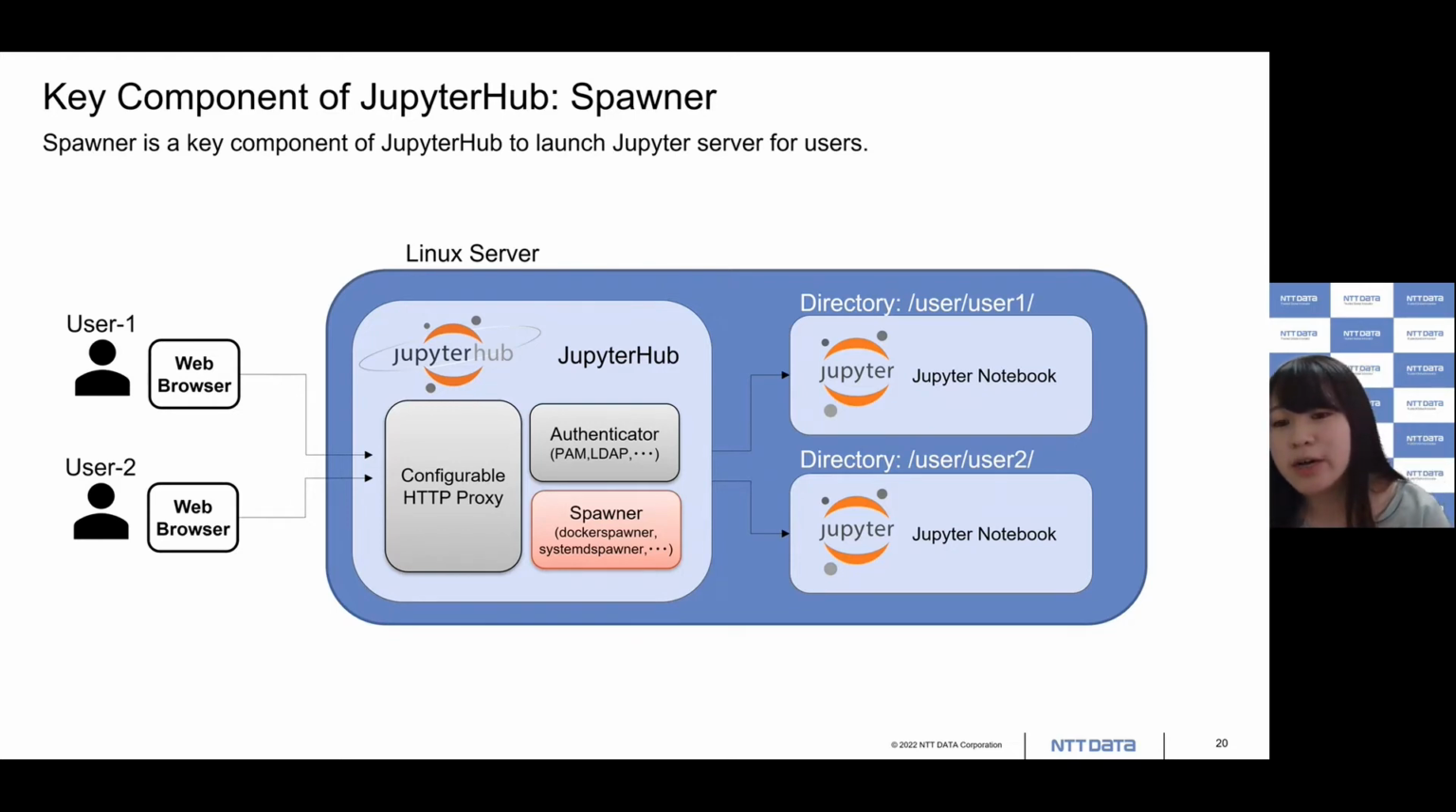The authenticator checks by Linux local user or LDAP. And third is the spawner. This is the problem. As I told you on the previous page, when JupyterHub launches Jupyter notebooks, it actually runs a new process. So the spawner spawns a new process. That is why the spawner is given such a name.